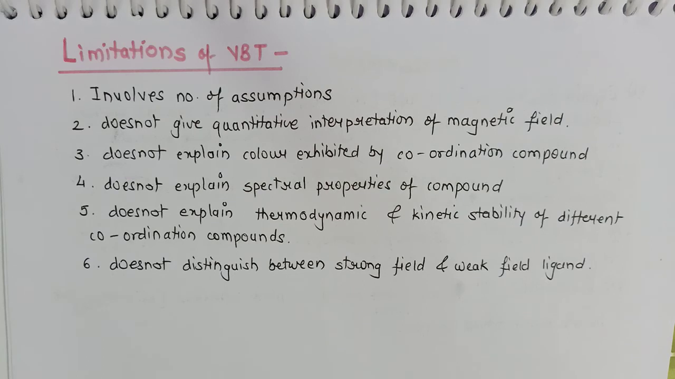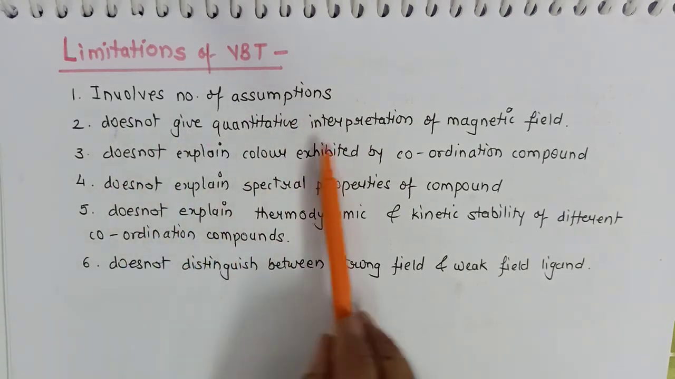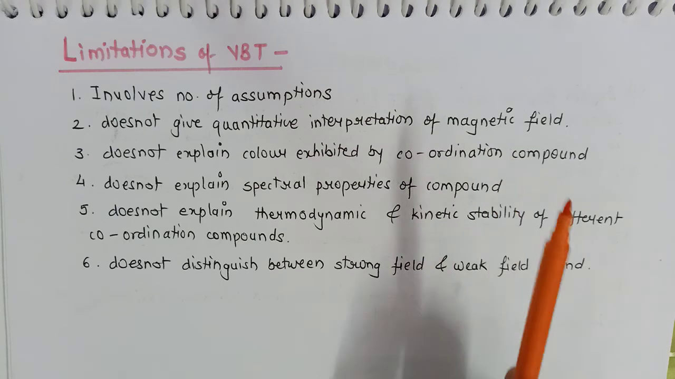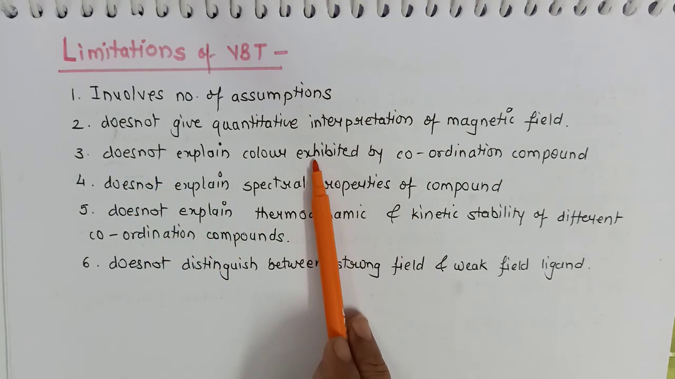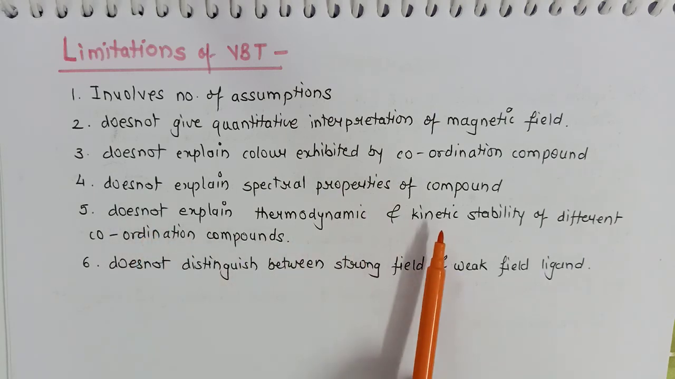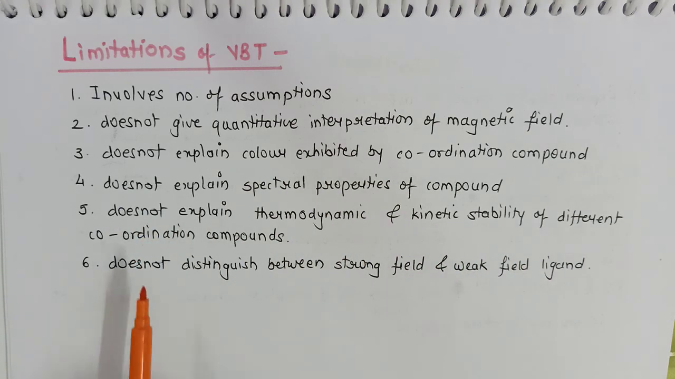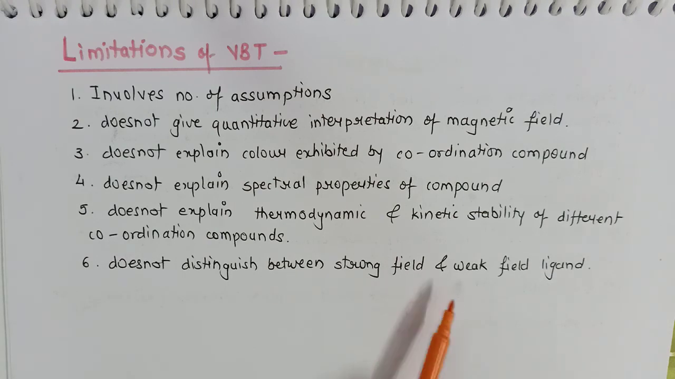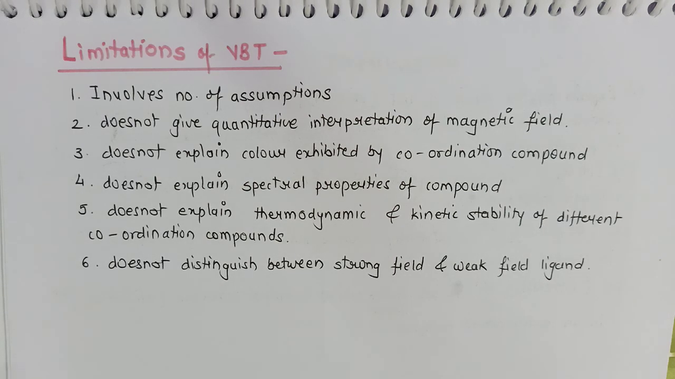Although we are able to solve a lot of examples using VBT, VBT has limitations also. The very first, it involves a number of assumptions. It does not give any interpretation of magnetic field. It does not explain the color, which was the drawback in Werner's theory also. It does not explain spectral properties as well as thermodynamic and kinetic stability. It is not able to distinguish between strong field ligand and weak field ligand. Okay, we are able to identify which is a strong field and which is weak field, but the distinction is not possible using this theory. And therefore came into existence crystal field theory, which we'll be discussing in our next video.